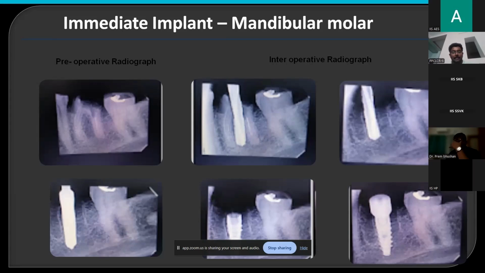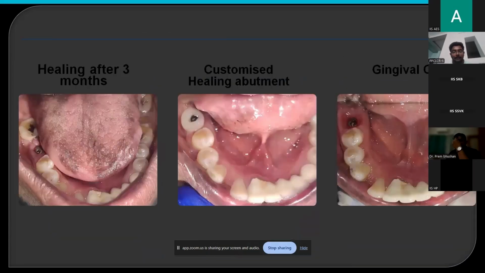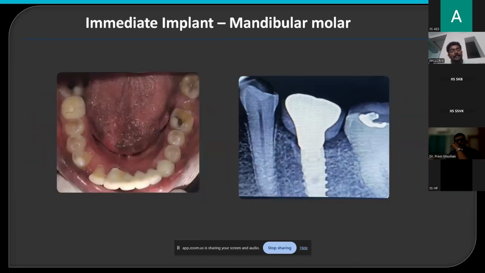done and a healing abutment was placed. After 3 months, we were able to see nice soft tissue that was formed. But we wanted it to have a very good profile, and hence a customized healing abutment was given. And this was the gingival cuff that was formed after 2 weeks. This is a 1 year follow-up of the same case.